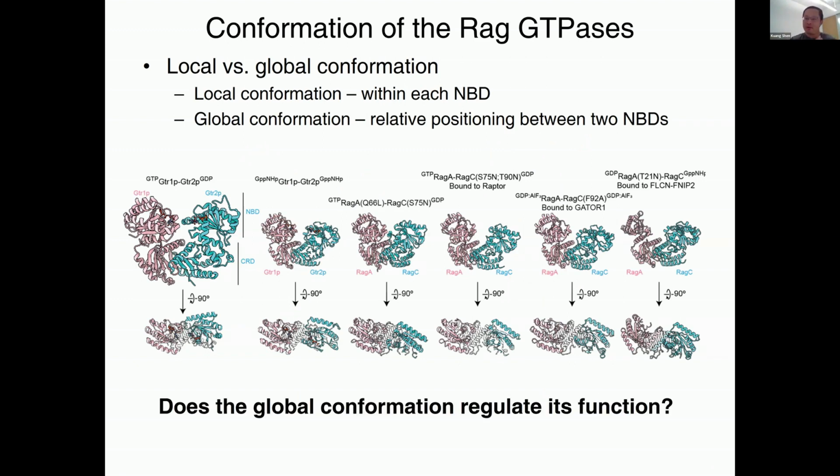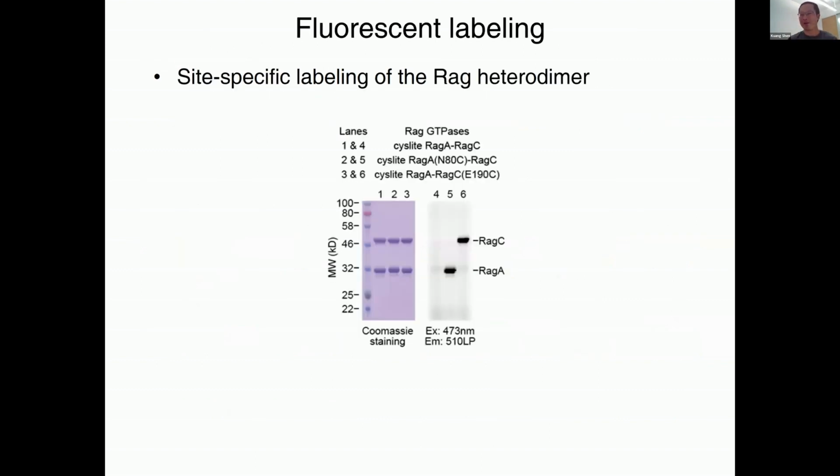So what we want to ask is, does the global conformation really matter, specifically in the Rag GTPase case? Because we know local conformation does matter. So does the global conformation also matter? To do that, we have to go to single molecule FRET, which is our favorite method here.